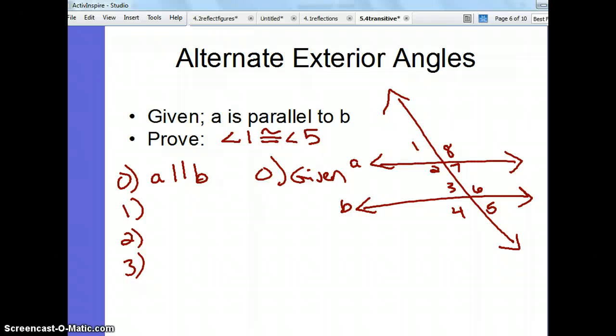And let me go to a different color here. So we're going to go from angle 1. I'm going to say angle 1 is congruent to angle 7. Now, this is not the only way to do it, because we could also say that angle 1 is congruent to angle 3. So if you did that, that would be okay. Angle 1 is congruent to angle 7 by the vertical angles theorem.